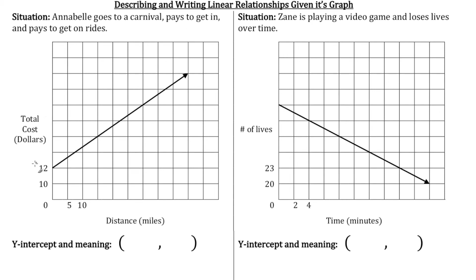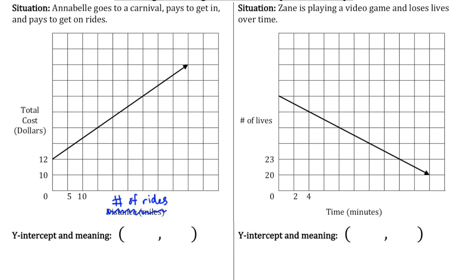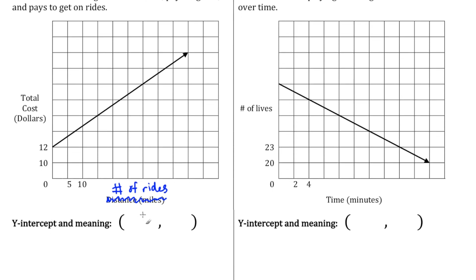She pays to get in and pays to get on the rides. So we have the total cost on the y-axis and the number of rides. And so my y-intercept is 0 comma something. 0 comma 12.